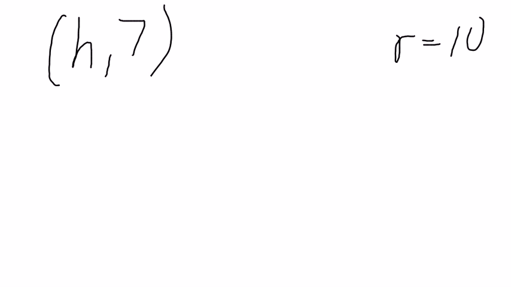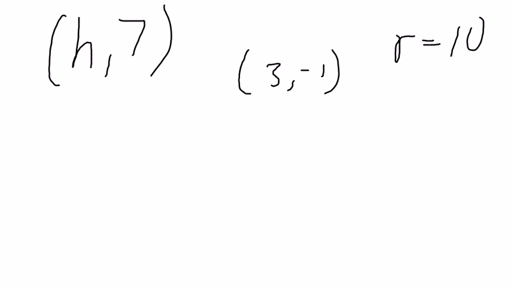Now we also know that the circle includes the point (3, -1). The outside of the circle, the circumference, passes through that point. Find the possible values of h. In this situation, there are going to be two possible values.